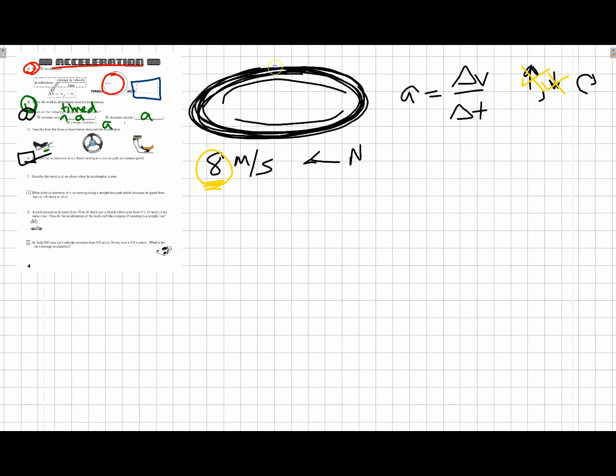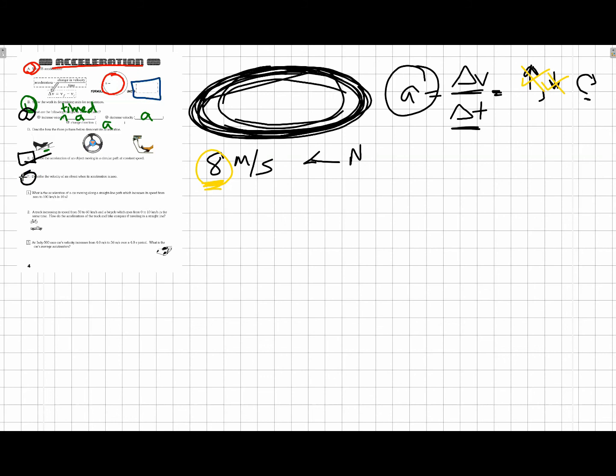So I'm changing my direction. If I time changing direction, which is a change in velocity, then I do have acceleration. Letter E. Describe the acceleration of an object moving in a circular path at a constant speed. Because the object is moving at a constant rate, there is acceleration because of the change of direction. So even though it's moving at a constant speed, there is acceleration because of the change in direction.